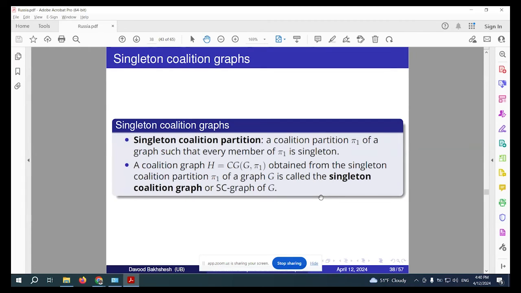What is a singleton coalition graph? First, we have the definition of a singleton coalition partition. A singleton coalition partition, denoted by P1, is a coalition partition of a graph such that every member of this partition is a singleton. A coalition graph obtained from this singleton coalition partition P1 of a graph is called the singleton coalition graph, or SC graph, denoted by SC(G).